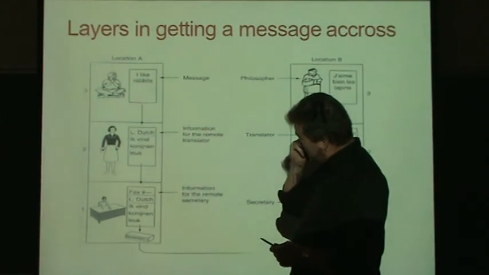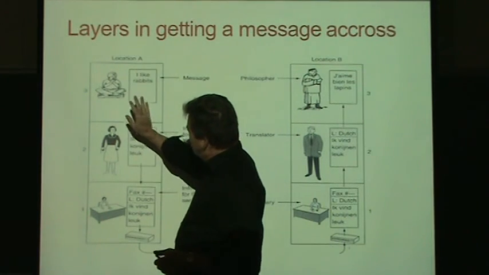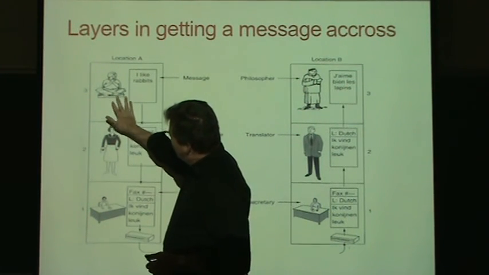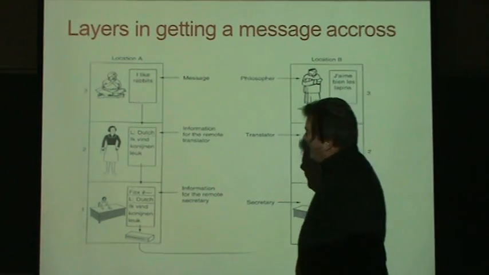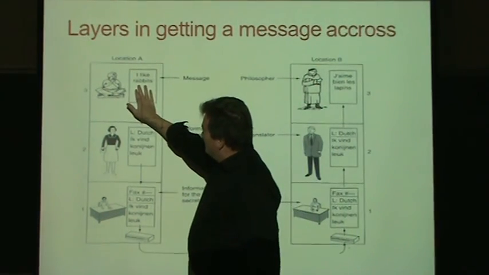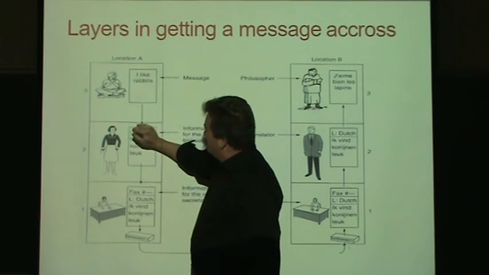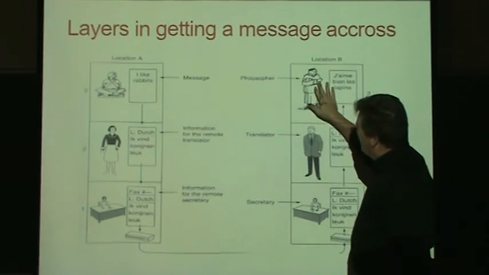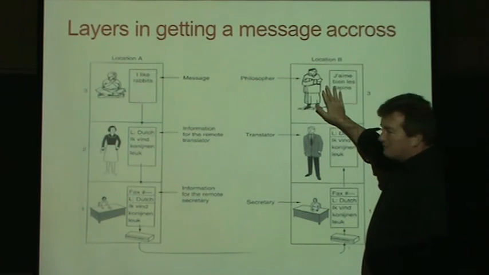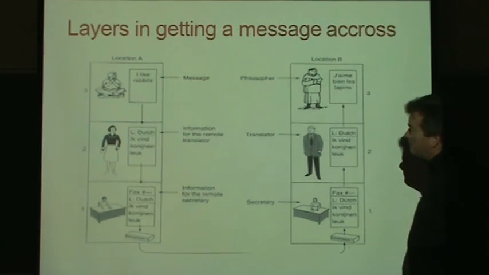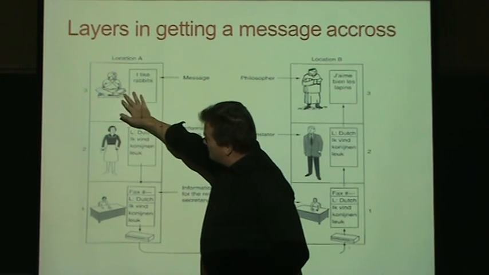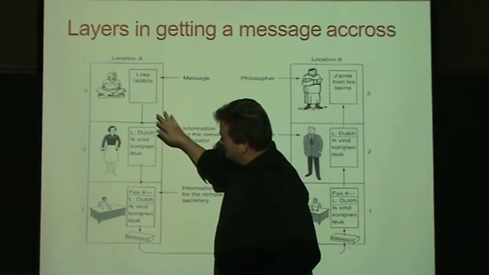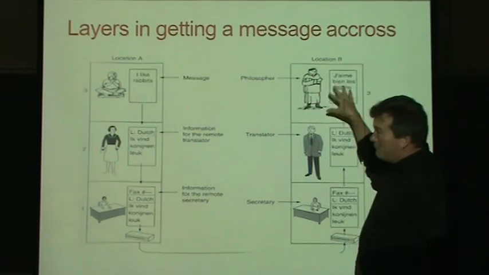Suppose we had a person who speaks English and wants to send a message. The message is, "I like rabbits." He wants to send it to a person who only speaks French. And this person only speaks English. And this person is in a building, and this person is in a different building.